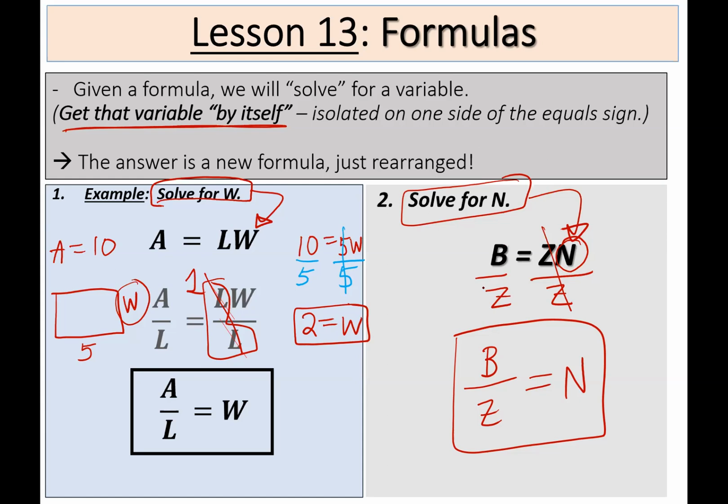So once again, number 2, the equation was b equals zn. The directions were to solve for n. And we did that by dividing both sides by z. So our answer was b over z equals n. Okay, and I hope that you're noticing that we really need to read the directions to know what to do because we need to know which variable we're solving for. Are we solving for z? Are we solving for b? Or are we solving for n? Each of those would have a different result. In this case, we solved for n.